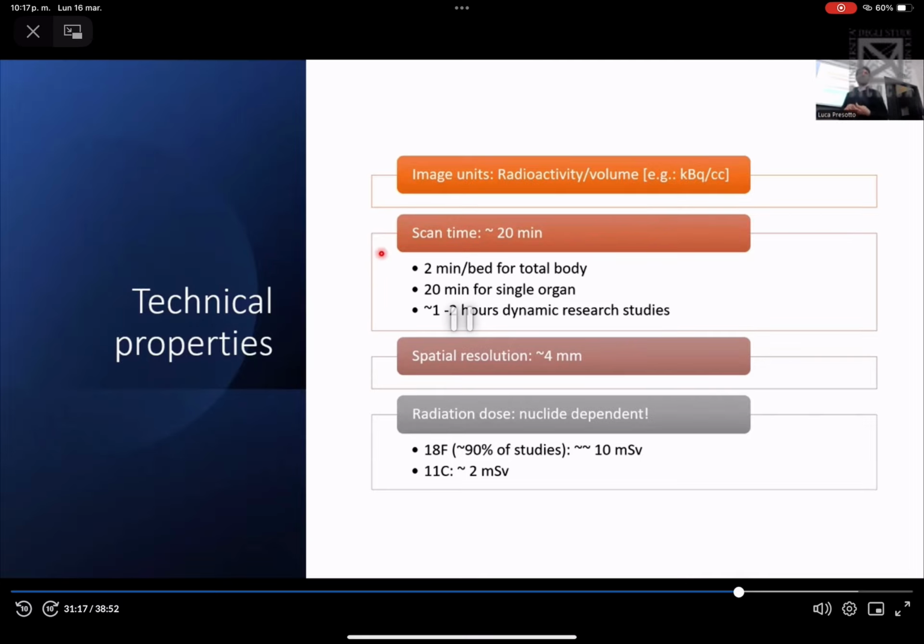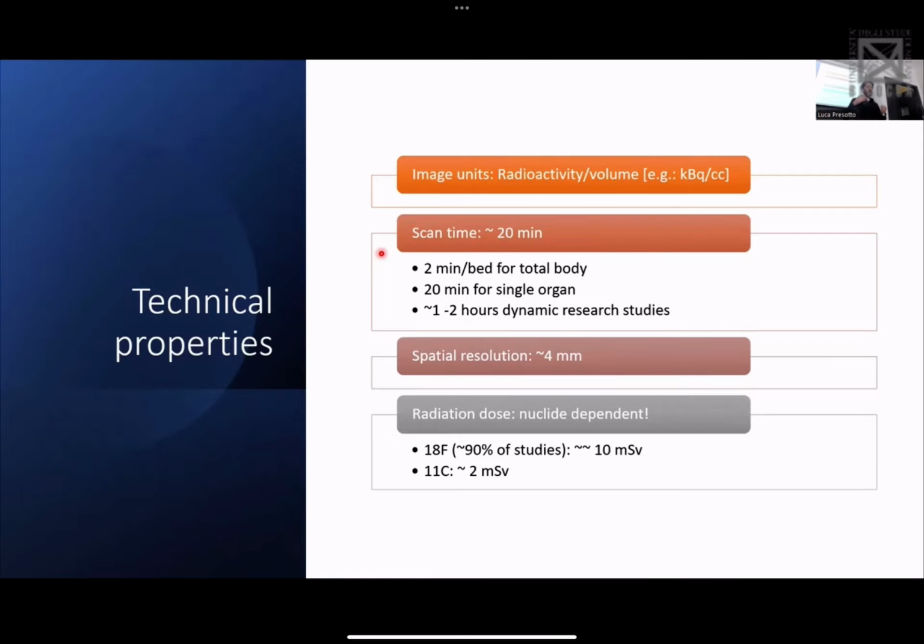PET scanners used to have 15 centimeters field of view, like from here to here. Nowadays we have 20, 25, on top of these very large ones that are just starting to be on the market. If you want the total body scan, you generally scan for 2 minutes per body position. If you need to focus on a single organ, like you have a cardiac study or a brain study, you just do 20 minutes on a single organ.